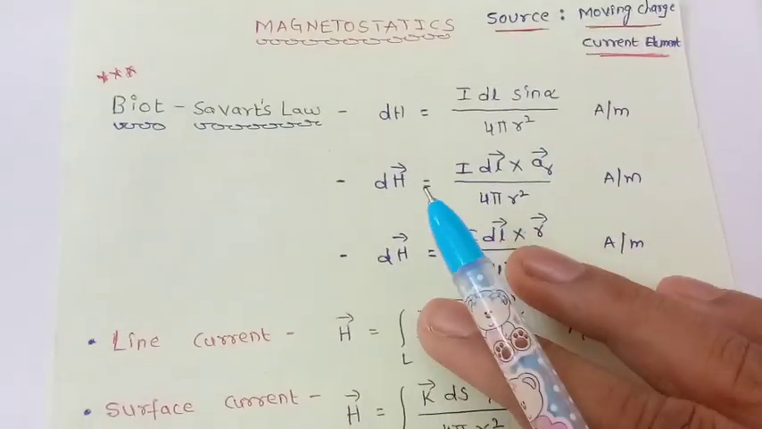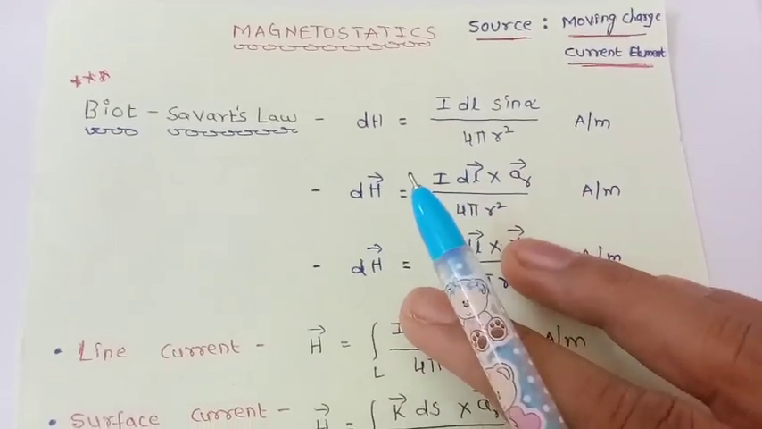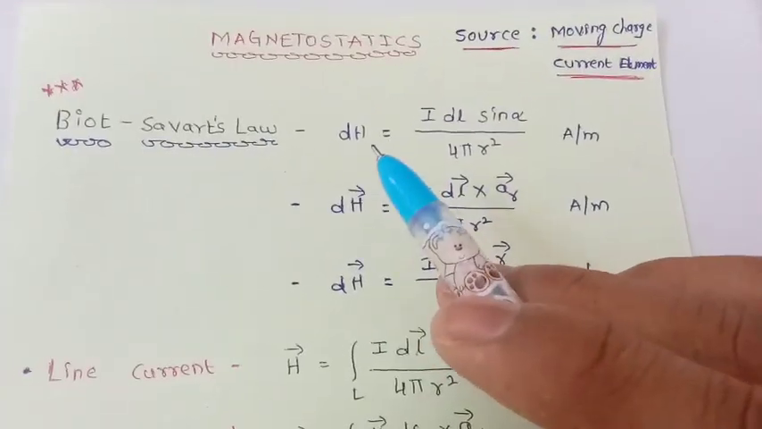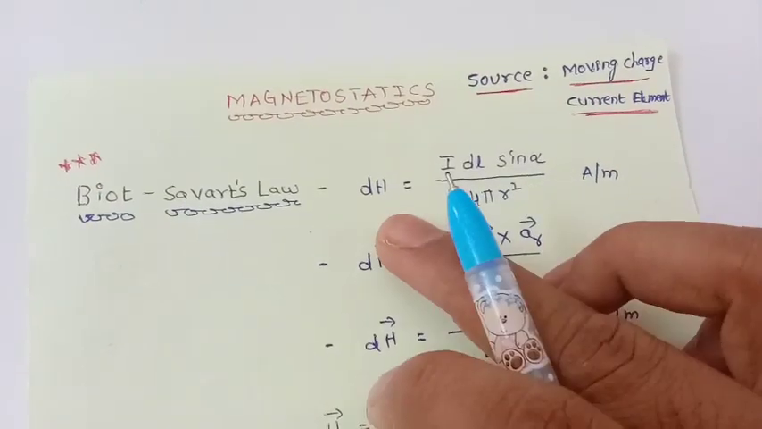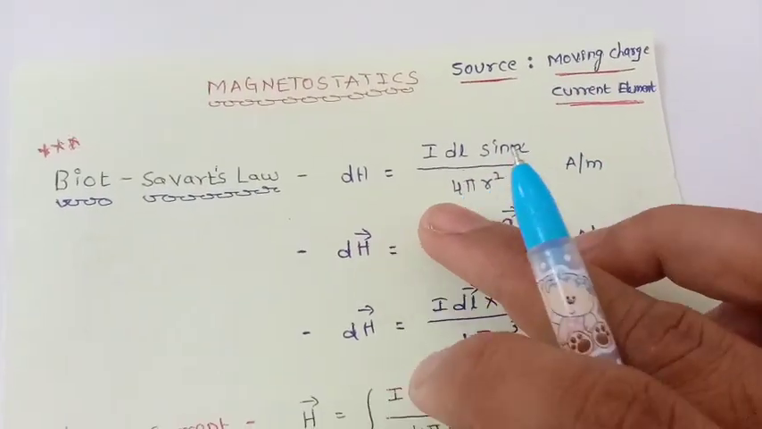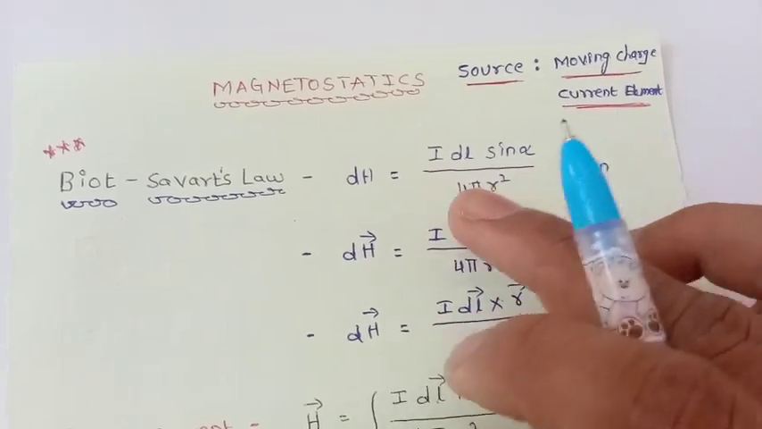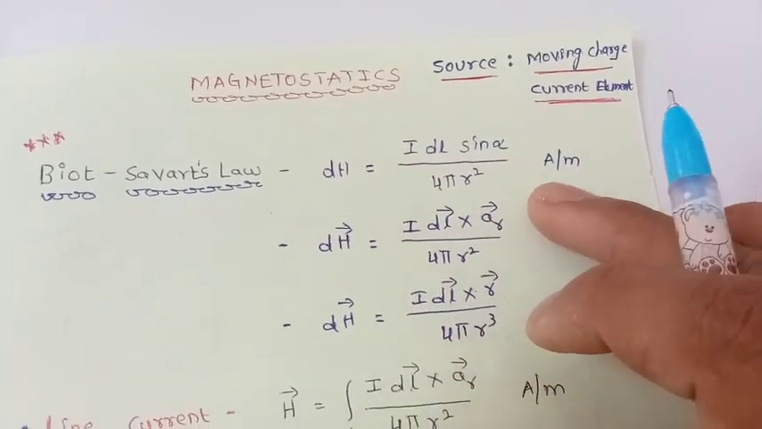Coming to Biot-Savart's law, this is the first law in magnetostatics. The differential magnetic field, observe that here it is a scalar quantity. The differential magnetic field is equal to I dl sine alpha upon 4 pi r square amperes per meter.